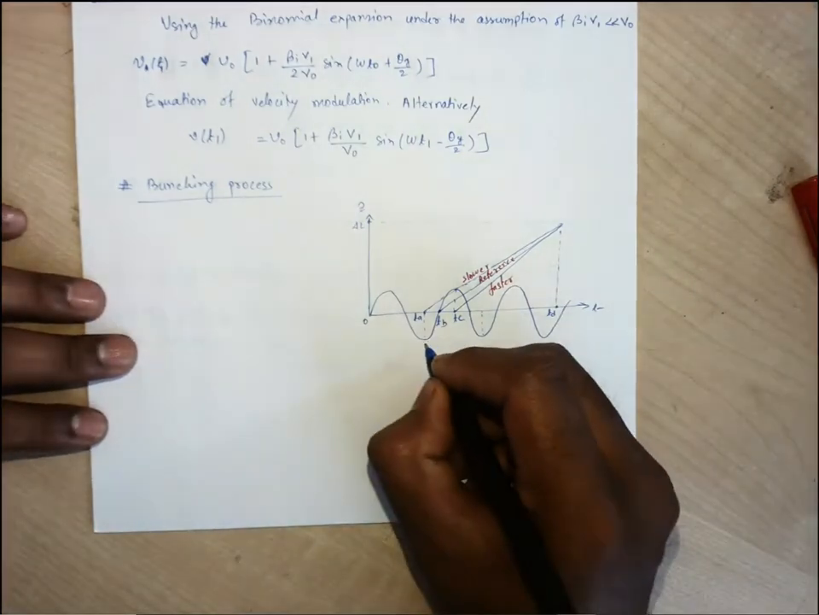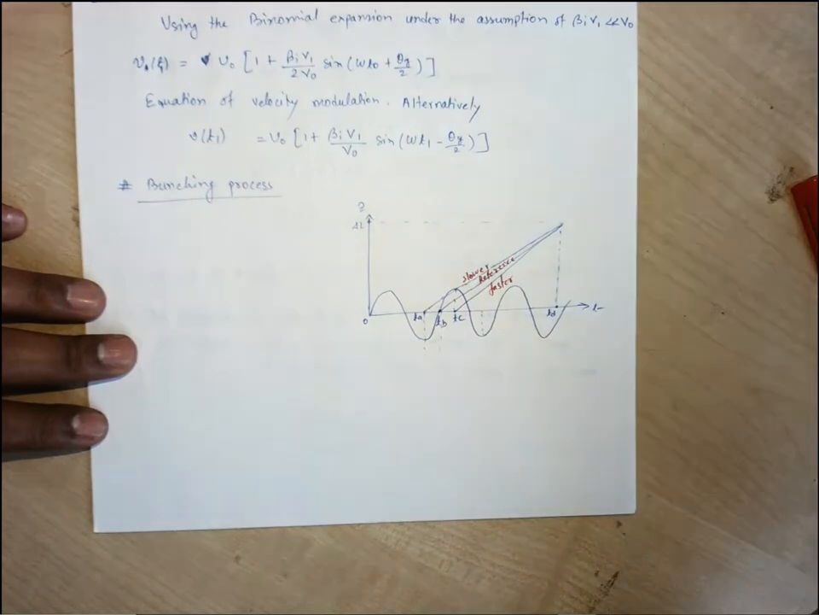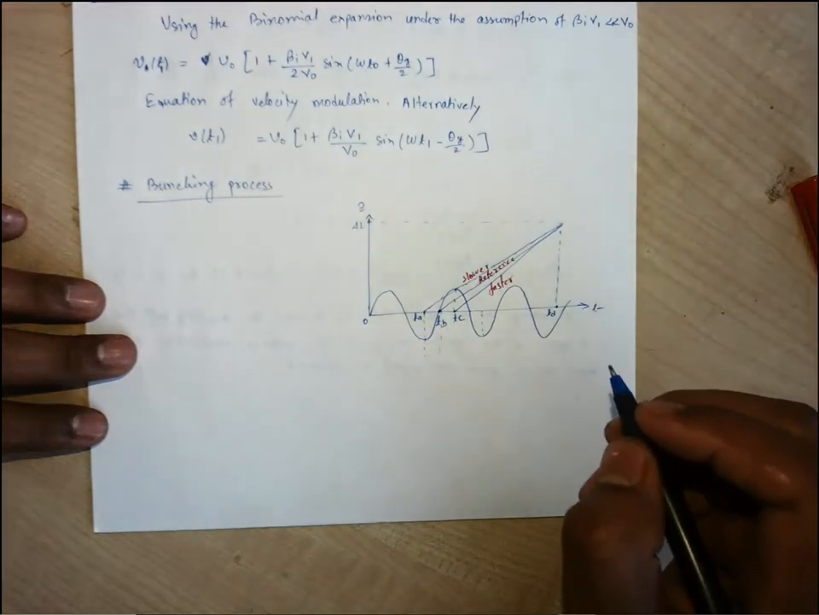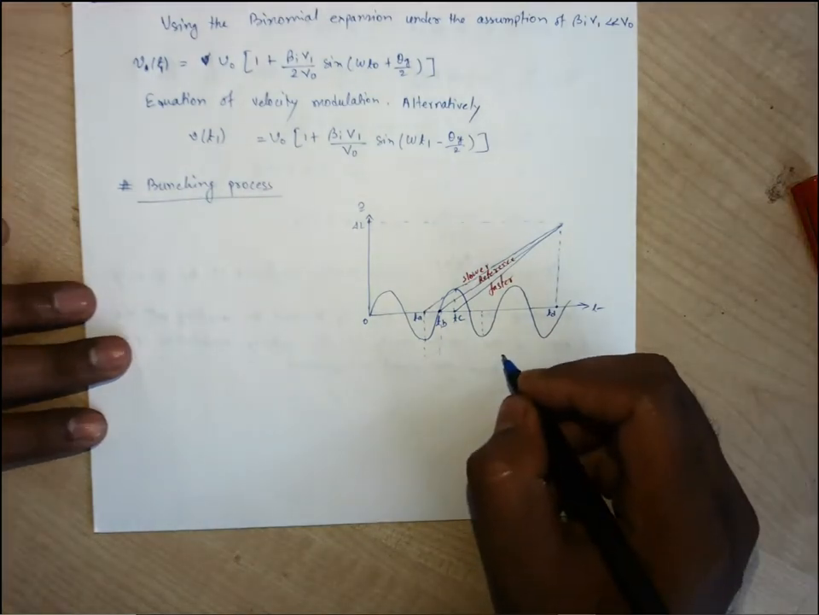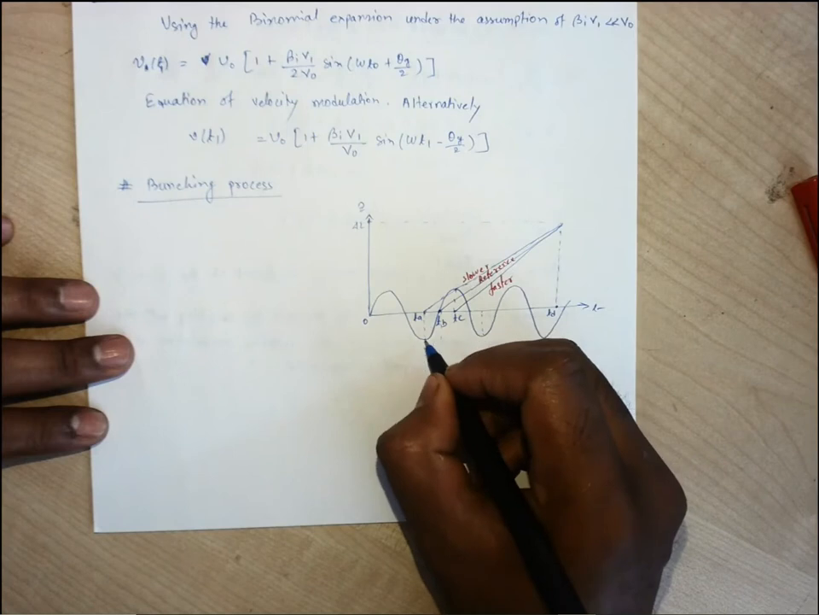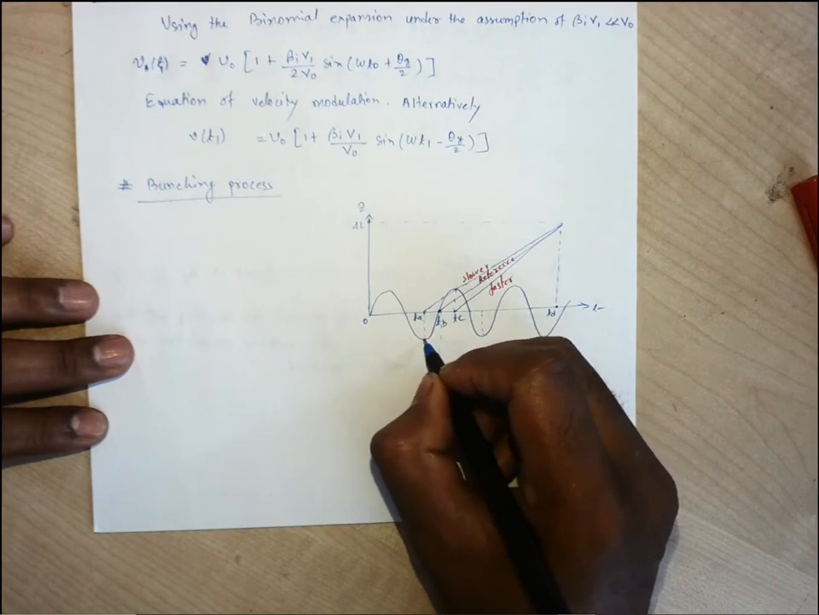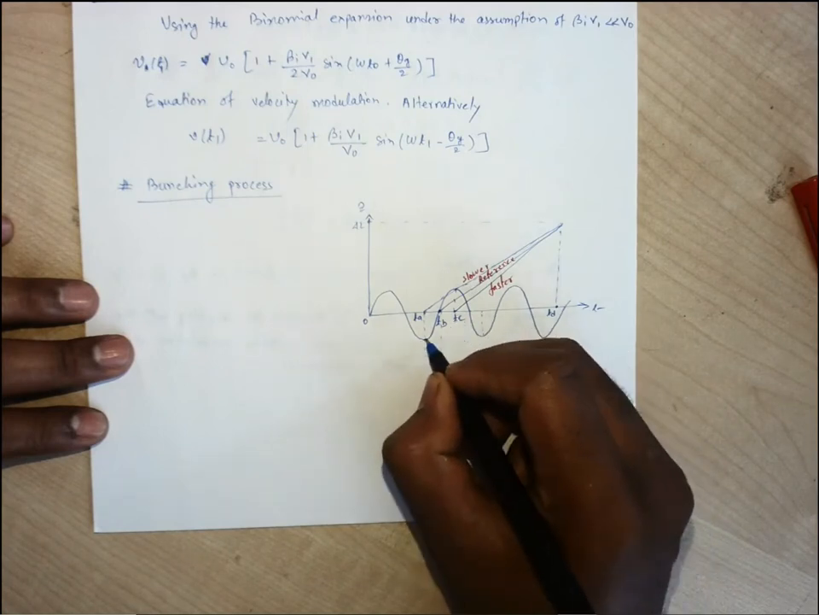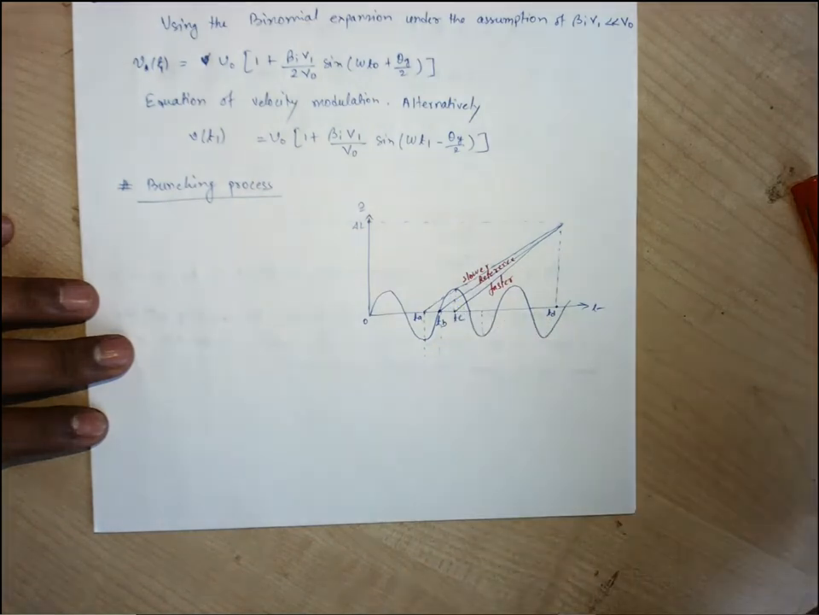So what is that phase value here? We are going to find it will be pi by twice omega. So if we start from this cycle and go up to this, it is the half cycle.